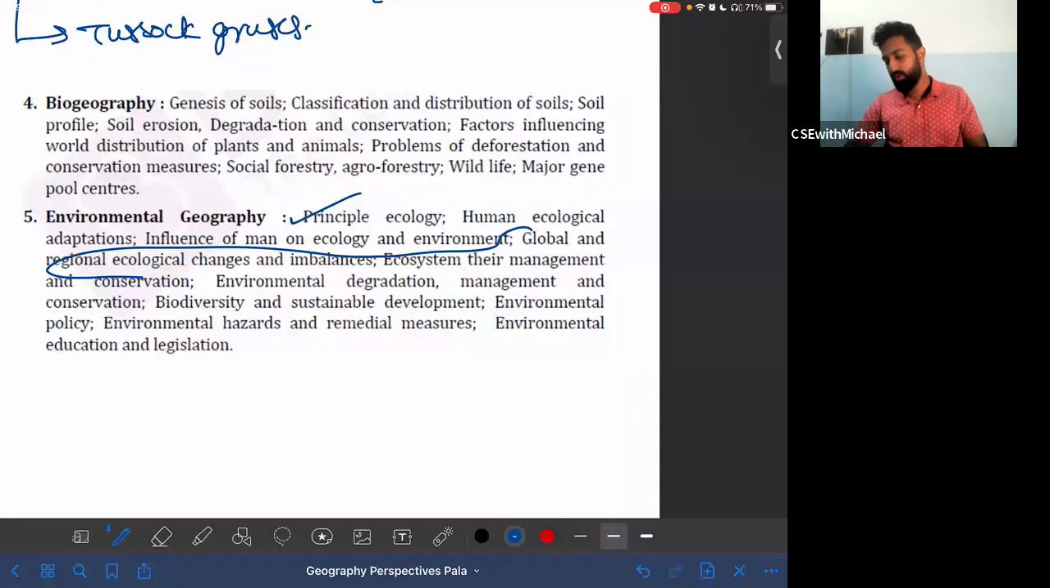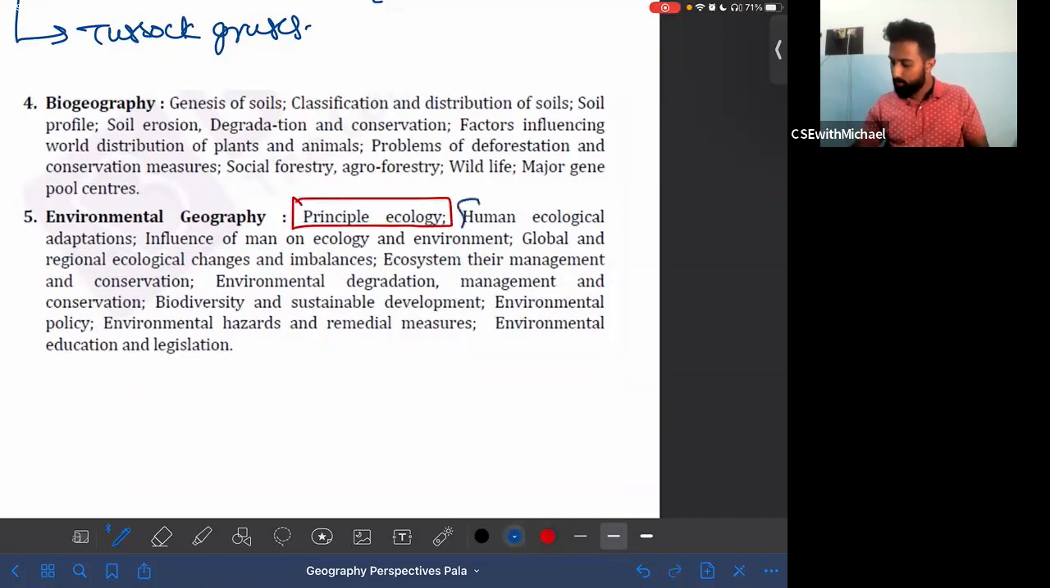This year there was a question asked. So again, that becomes important. So I'll just split the topic into different aspects. This is basics of ecology. Then human ecology, so man and environment, global and regional changes and imbalance. This would be the region where man and nature interact: man's influence on nature and nature's influence on man, and the outcomes of it being explored in that part.